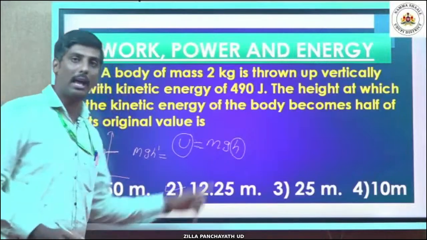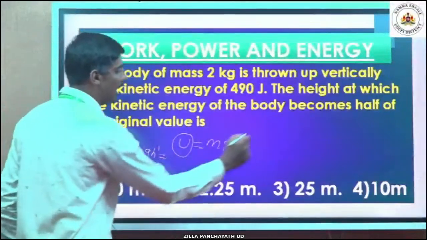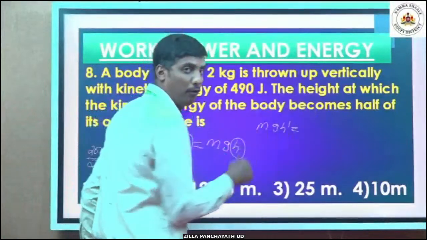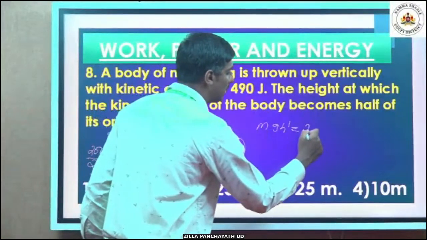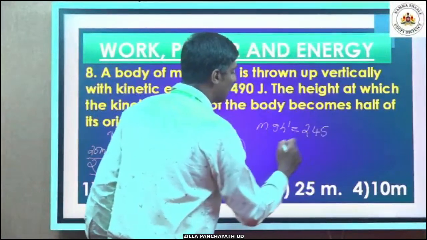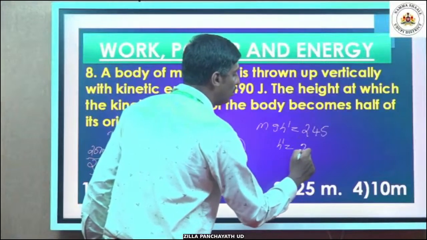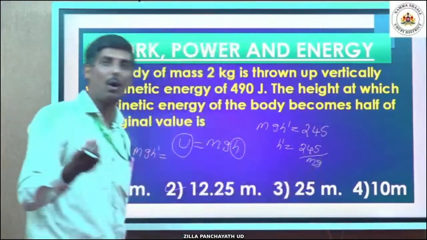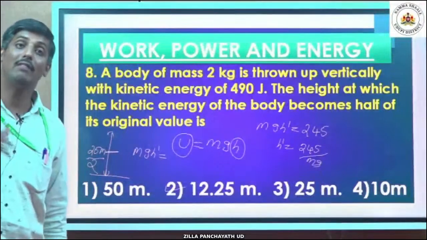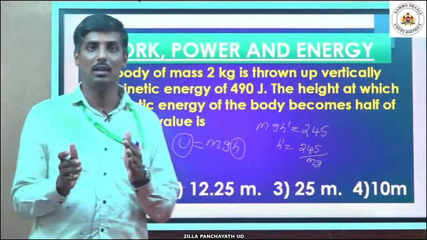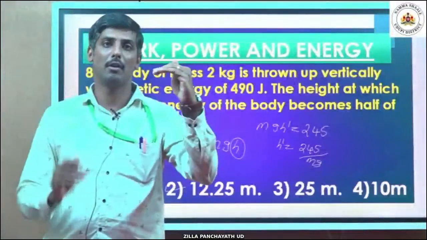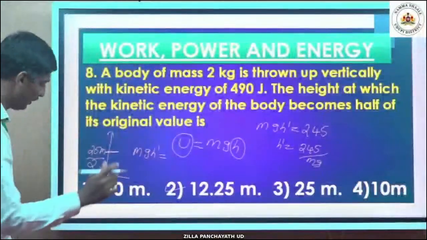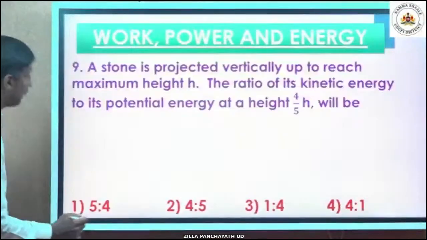ಅದನ್ನ ನೀವು ಕ್ಯಾಲ್ಕುಲೇಷನ್ ಮಾಡಬಹುದು. mg h dash is equal to half of 490. So half of 490 is nothing but 245. So ಹಾಗಾದ್ರೆ h dash is equal to 245 divided by mg. ಈ ರೀತಿ ಮಾಡಬಹುದು, ಬಟ್ ಸ್ವಲ್ಪ ಕಾಂಪ್ಲಿಕೇಶನ್ ಆಗುತ್ತದೆ ಅಷ್ಟೇ. So what we can follow from this is, when kinetic energy becomes half, potential energy also becomes half. Clear? So that is the hint we are going to follow in this problem. Okay, let's go to the next question.